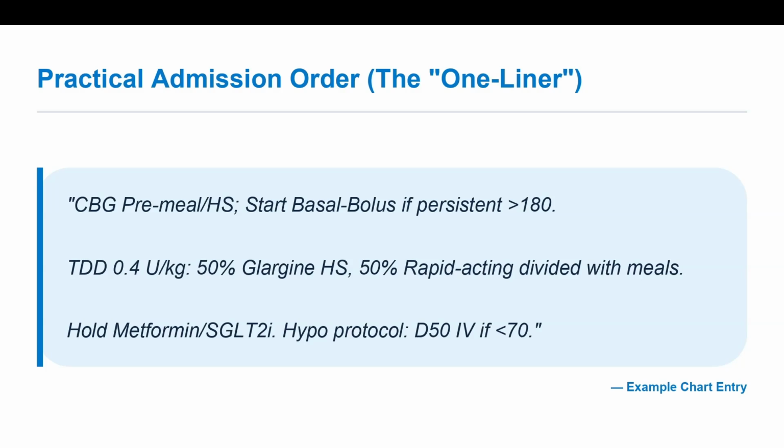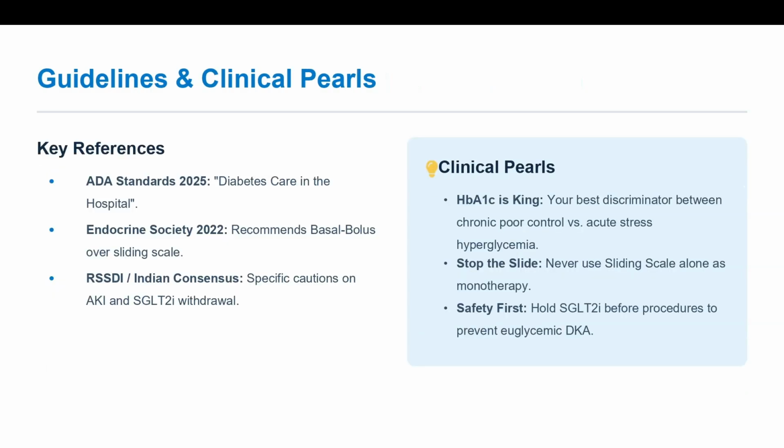Always remember to hold metformin and SGLT2 inhibitors if the patient is on ward management with ICU stay, or with infections, or posted for surgery, to prevent acute kidney injury, lactic acidosis, and other complications. Hypo protocol: always remember 50% dextrose IV if less than 70, or if awake, 15 to 20 grams of oral glucose as tolerated. The references are the American Diabetes Association, Endocrine Society, and RSSDI Indian Consensus.